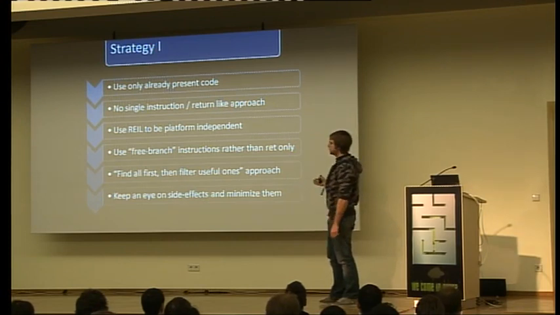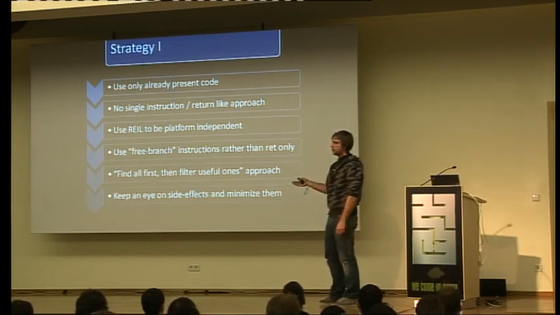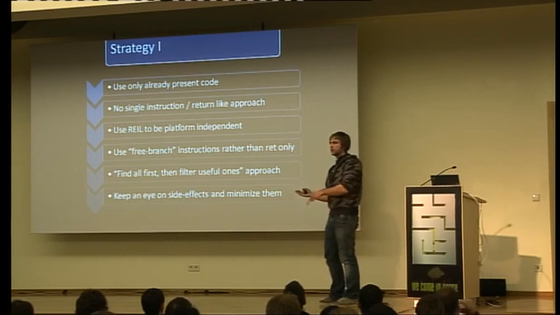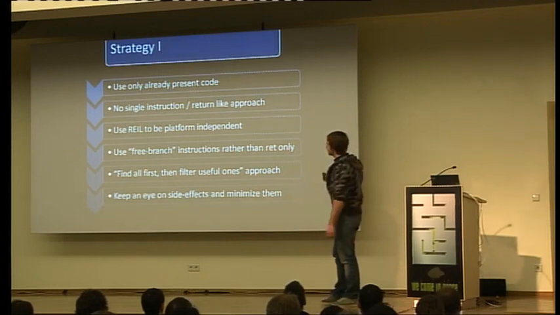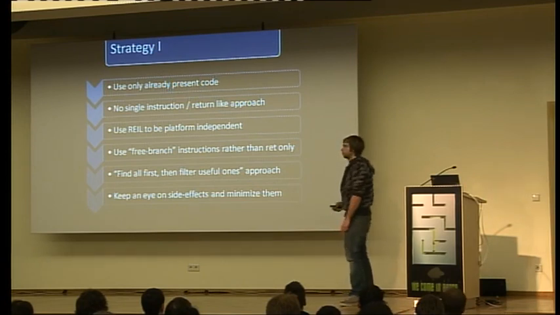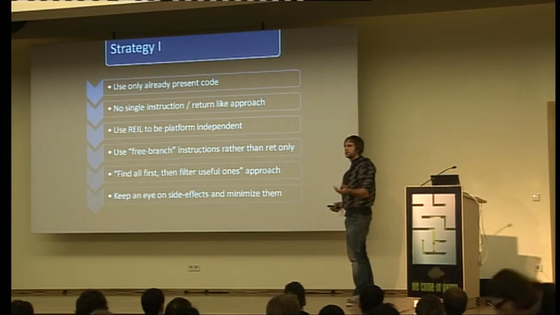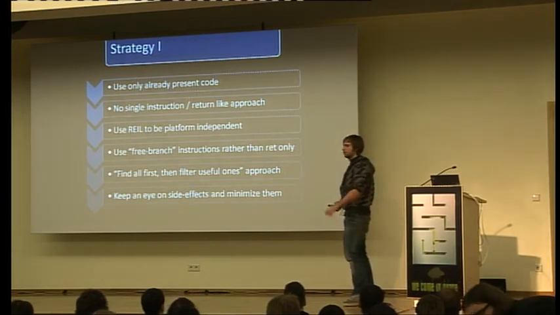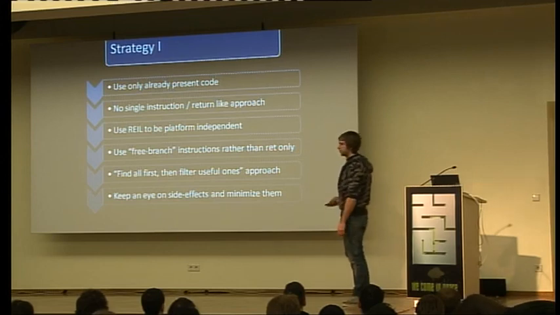What we do, because we work completely statically, is a find-all-then-filter-useful-ones approach, which means that we try to locate all the instruction sequences which might be useful for gadgets, and then filter out the ones that we can actually use. And we try to keep an eye on side effects, but more on that later.